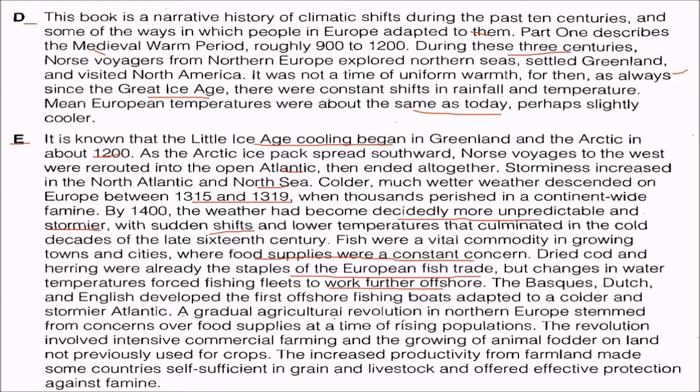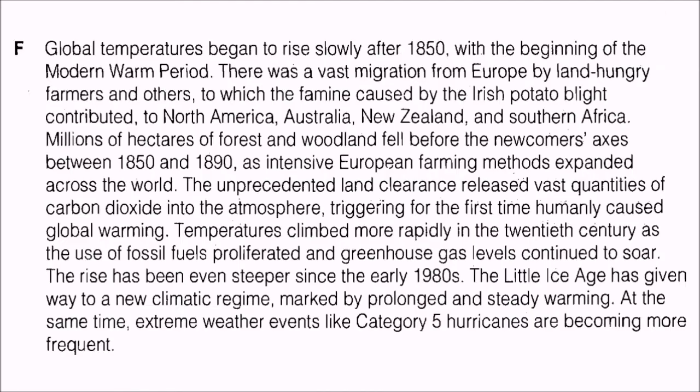The gradual agricultural revolution in northern Europe stemmed from concern over food supplies at a time of rising populations. The revolution involved intensive commercial farming and the growing of animal fodder on land not previously used for crops. The increased productivity from farmland made some countries self-sufficient in grain and livestock and offered effective protection against famine.